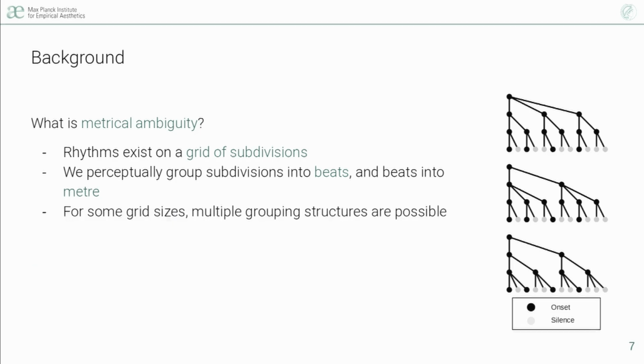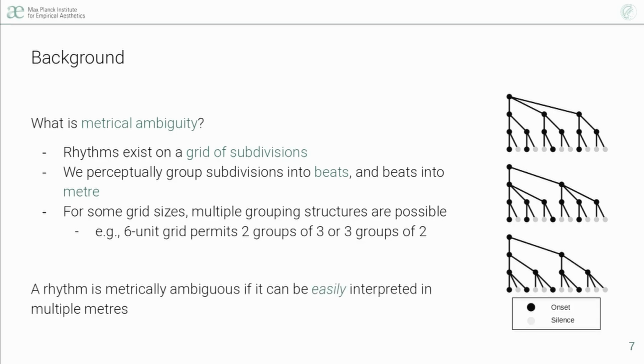For specific grid sizes, you can have multiple grouping structures available to you. So the smallest case where this applies is a meter with 6 subdivisions. If you have 6 subdivisions, you can group in either 2 groups of 3, like takita takita, or 3 groups of 2, taka taka taka. Both times you have 6 subdivisions, but you have a different structure that results from that, different beat sizes, and a different rate that you're entraining to.